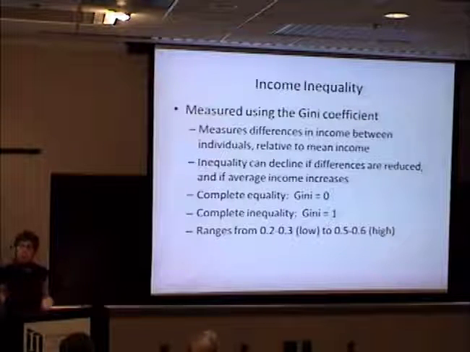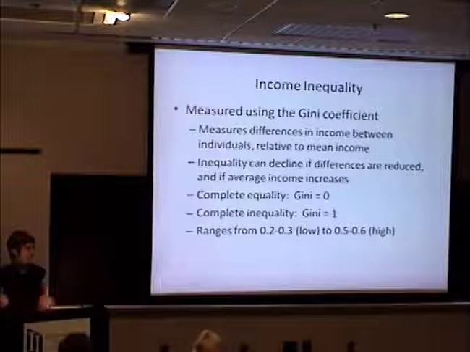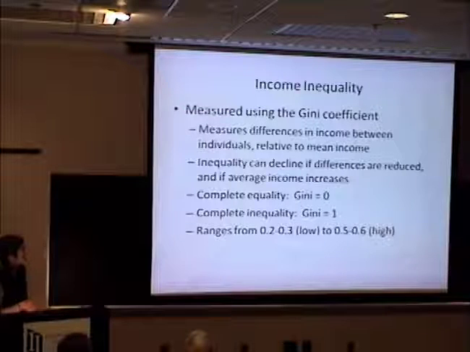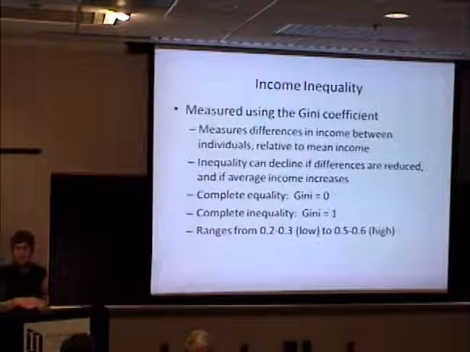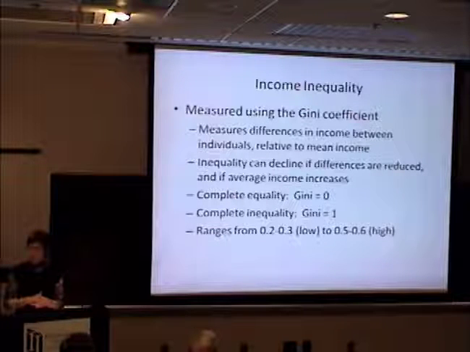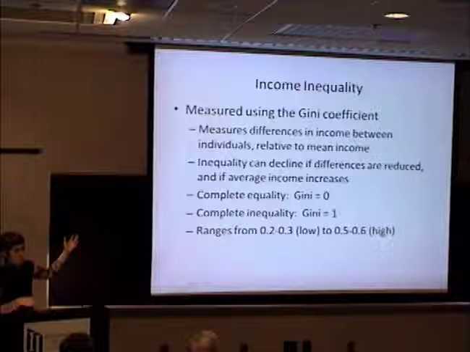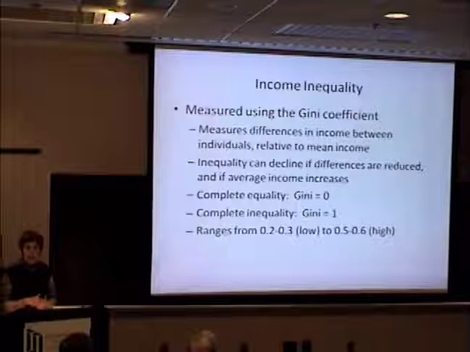If there were perfect inequality, which would be if one person had all the income and everybody else had 0, not a very sustainable situation, then the Gini coefficient would be 1. And again, obviously, there aren't any countries that have perfect inequality. So the high end of the range of Gini coefficients measured for countries tends to be around 0.5 to 0.6.